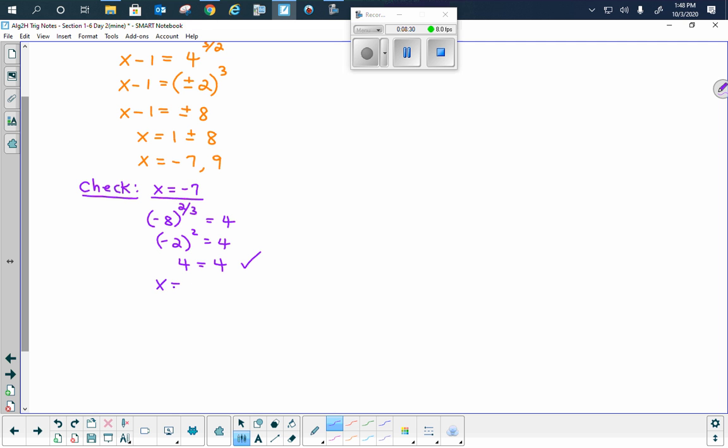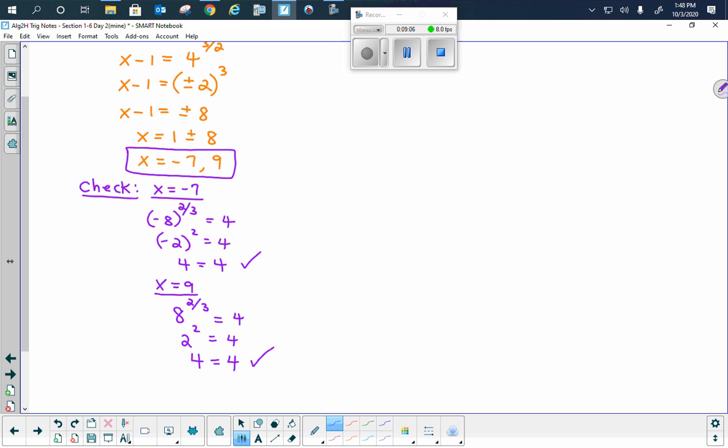If I'm checking x equals 9, back in the original, 9 minus 1, so it would give us 8 to the 2/3 is supposed to equal 4. Once again, the cube root of 8, which would be 2, and 2 would then have to be squared to equal 4. 4 will equal 4, and again, that's a check. So I literally get to box both of those. Both answers would be legitimate for the quiz.